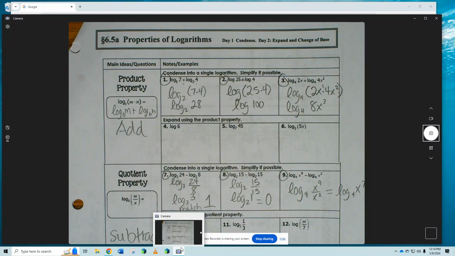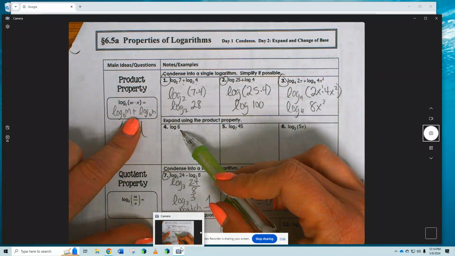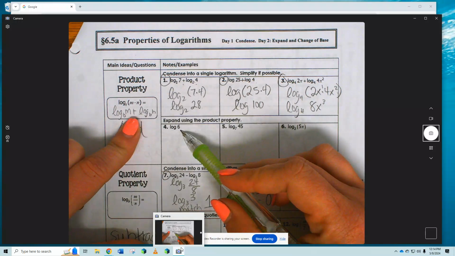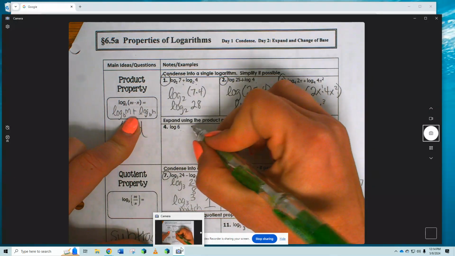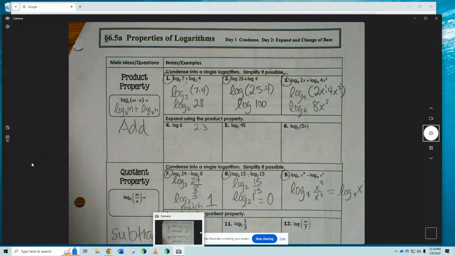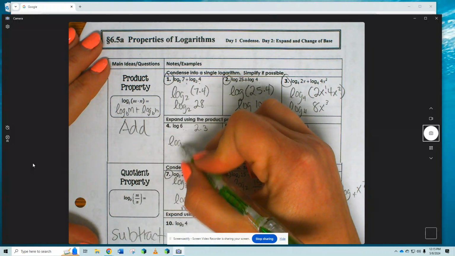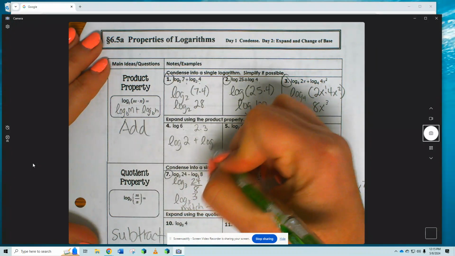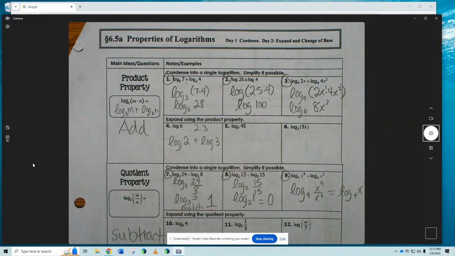So what I'm going to do is just think like here, product property. I need to make it an addition problem. Can you guys just tell me what two numbers multiply to make 6? Just give me 2 and 3. Great. I'm going to make the 2 and the 3 an addition problem. Ready? This, by the way, is base 10. Log of 2 plus log of 3. That's it. You could have even picked 6 times 1. That would have been fine. It would have given you the same value.